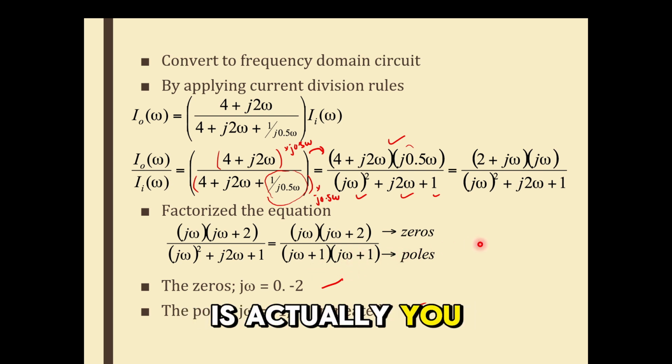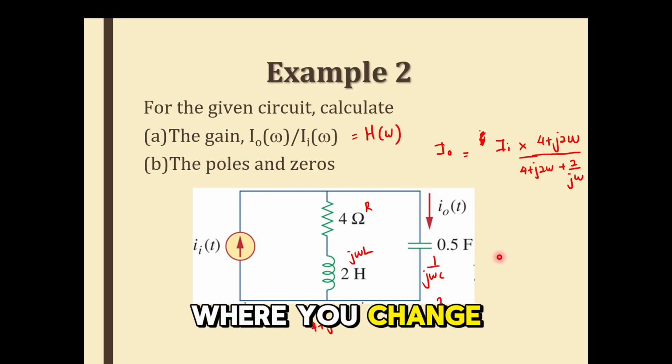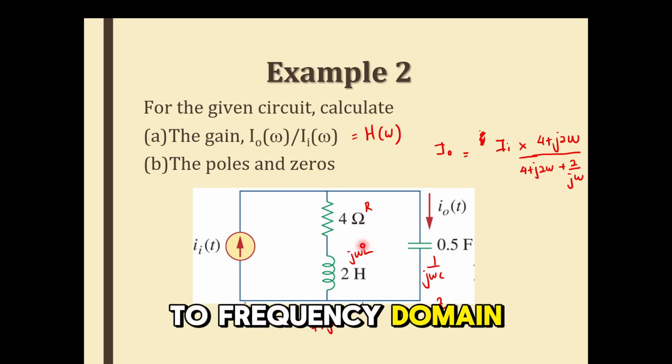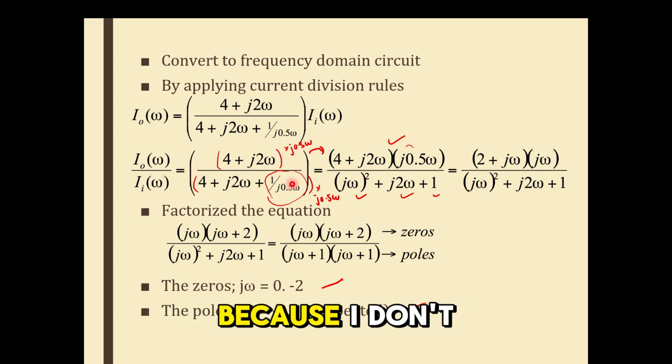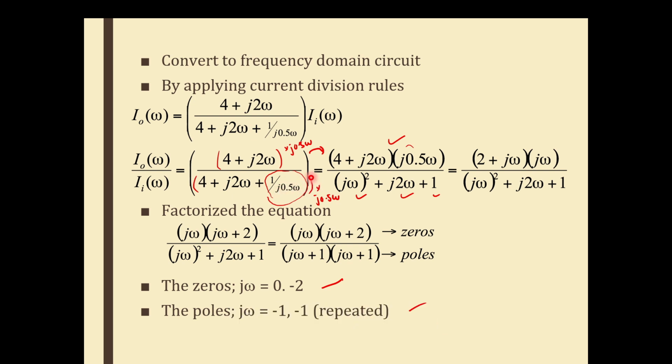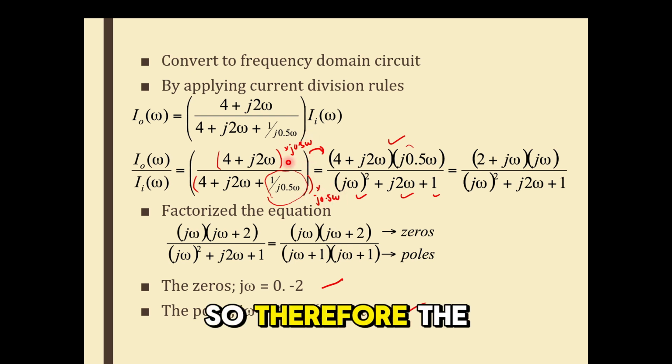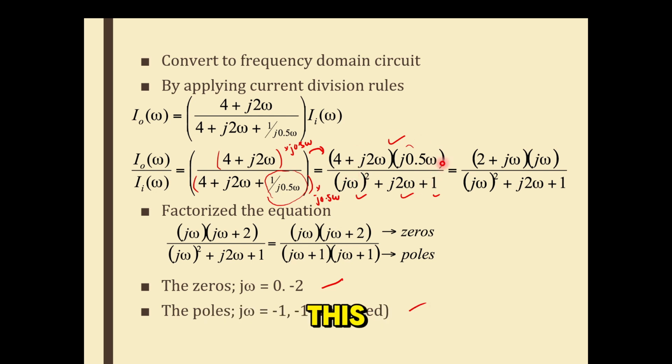So basically the idea is that you start from here where you change the whole circuit to the frequency domain. Then you do normal circuit analysis to get the I naught, and I naught over I, just bring the I here. After that you play around with your mathematics skill, because I don't want to have 1 over j omega here. Therefore I multiply with j 0.5 omega. So the equation gets like this. After that you proceed with 0.5 multiplied by 4 multiplied by 2, and you have this.